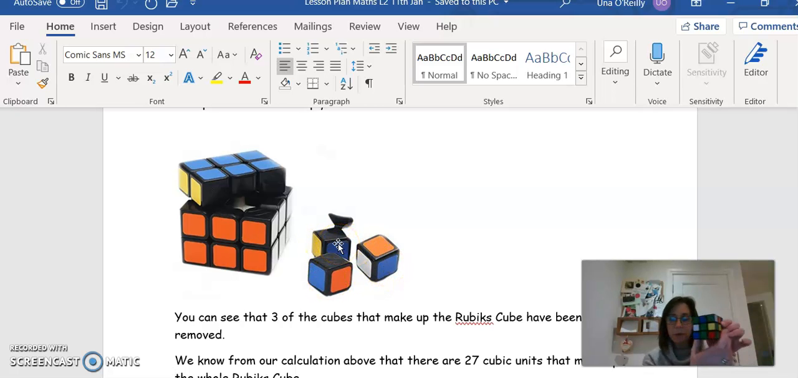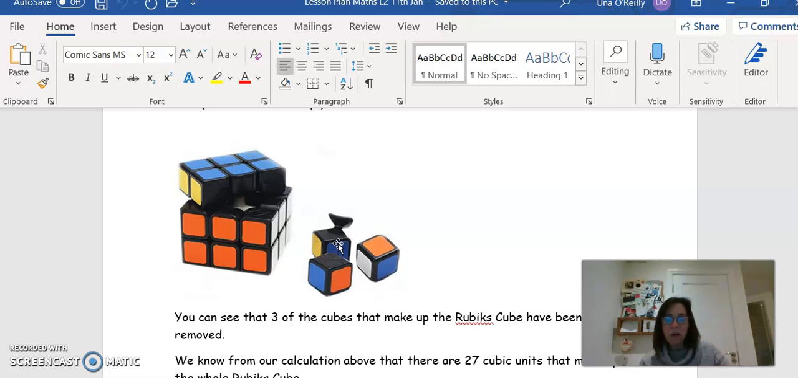Okay, so if we go back to my real one here, we've got 1, 2, 3, 4, 5, 6, 7, 8, 9 cubes that make up this first bit. Then we have another 9 in here in the middle, sorry, can you see that? Another 9 in here in the middle. And then we have another 9 at the back, okay? 9, 9, and 9 make 27.